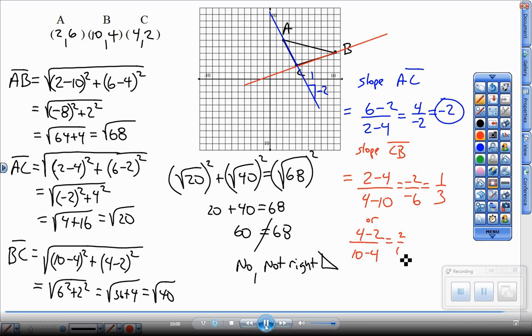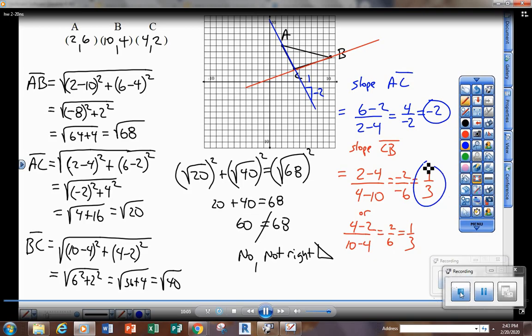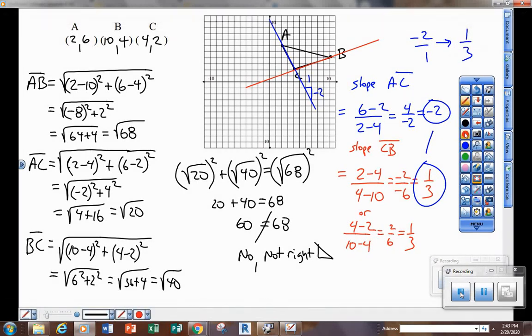Black. Good luck. Not a negative reciprocal.